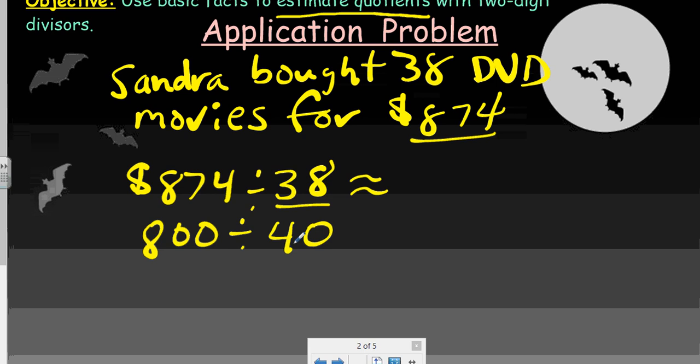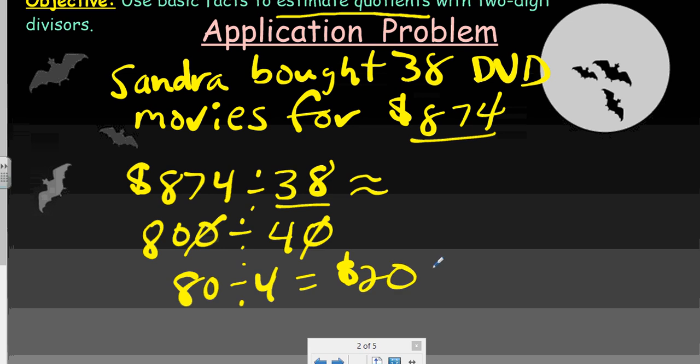Now, of course, if you're dividing by a power of 10, I'm going to divide a 10 here and divide a 10 here. And that just leaves me with 80 divided by 4. Doesn't this look familiar? So it's going to be an estimate of $20 for each DVD. Okay, good enough. Let's move on.